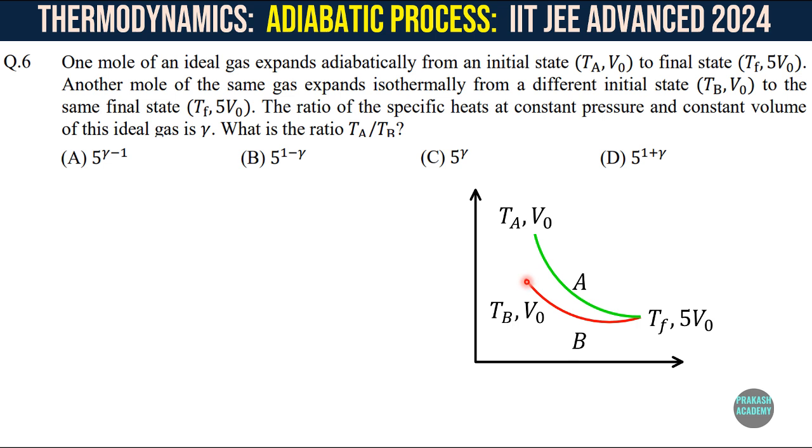Now another mole of the same gas, initially kept at temperature Tb and volume V0, undergoes isothermal expansion and finally achieves again the same temperature, that is Tf, and the same volume, that is 5V0. So this is an isothermal process. Let's call this B.